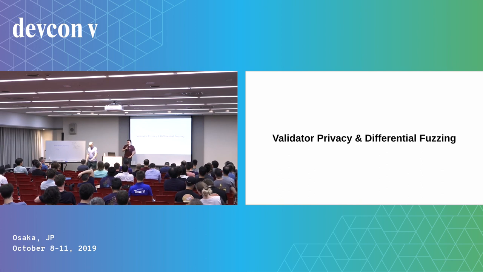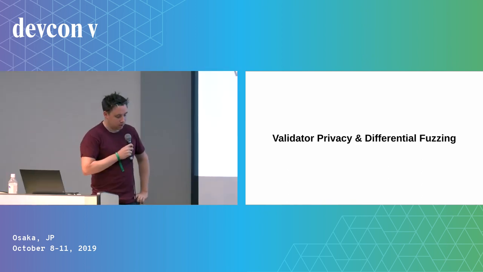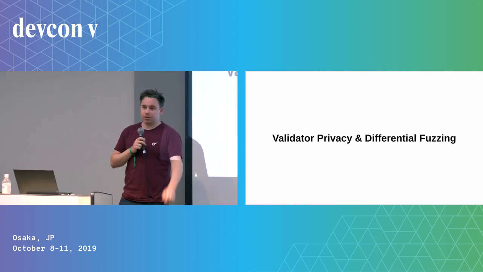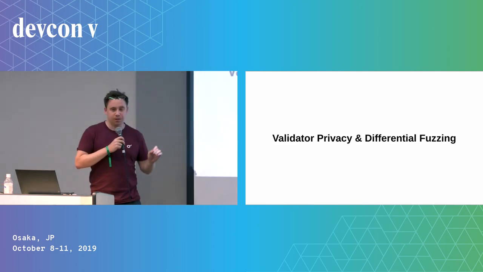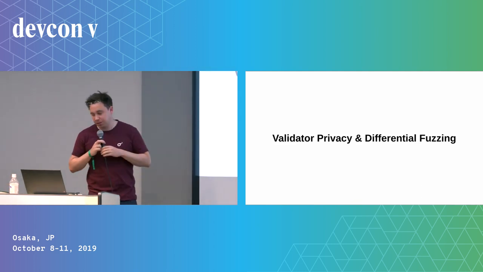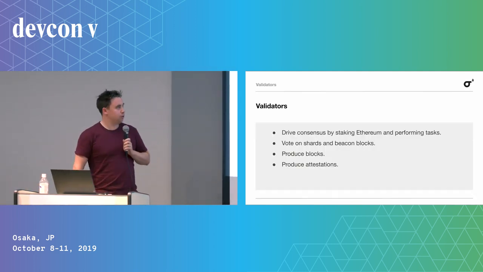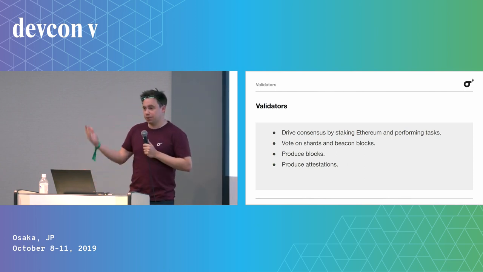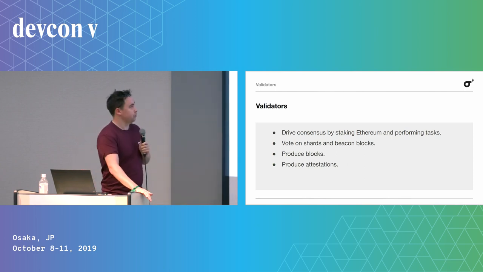For the rest of this talk, I just wanted to give a very brief overview of two specific examples of security considerations in Ethereum 2, specifically validator privacy and differential fuzzing. So for validator privacy, what are validators? We need to know what these are first, which I'm sure you all know.